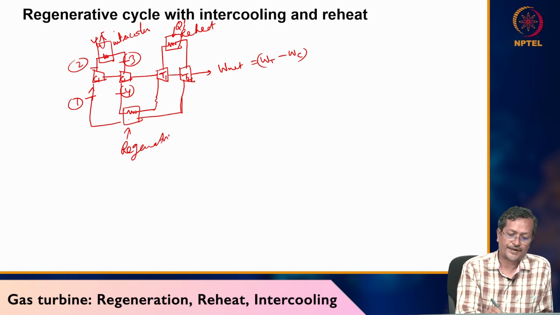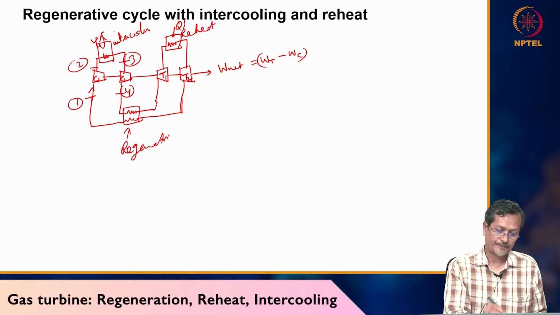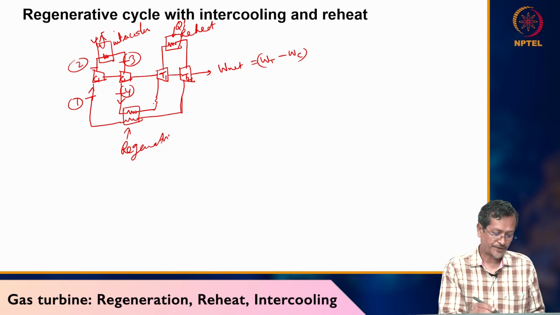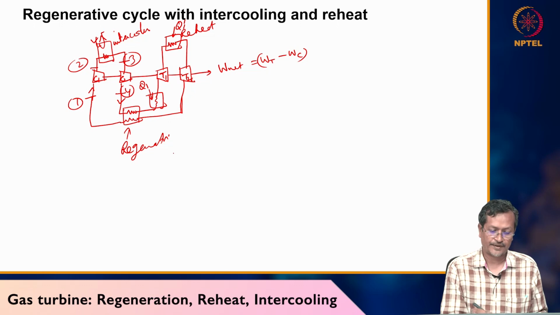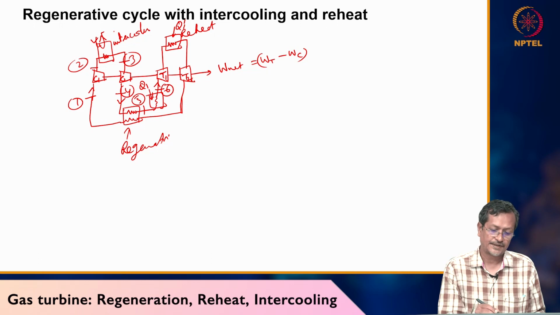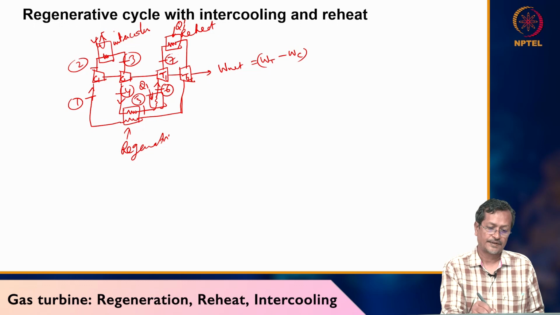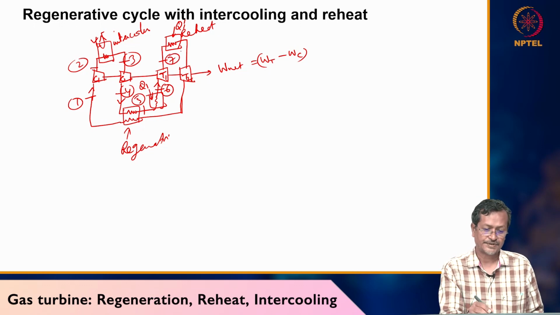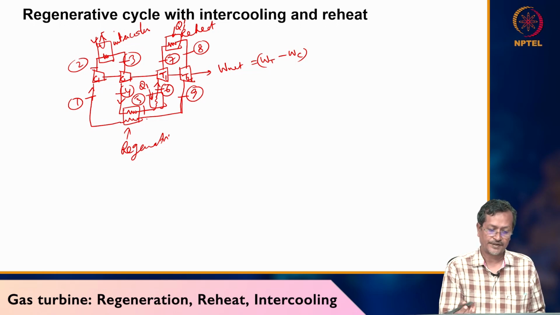Okay, so the regenerator is giving heat to your compressed air. After compression, the heat addition will be happening. So Q1, you are giving heat here. Then 5 to 6 is actually your combustor. 6 to 7 is your turbine 1 expansion process, 7 to 8 your reheat process, 8 to 9 your expansion again, and 9 to 1 the regenerator is happening.